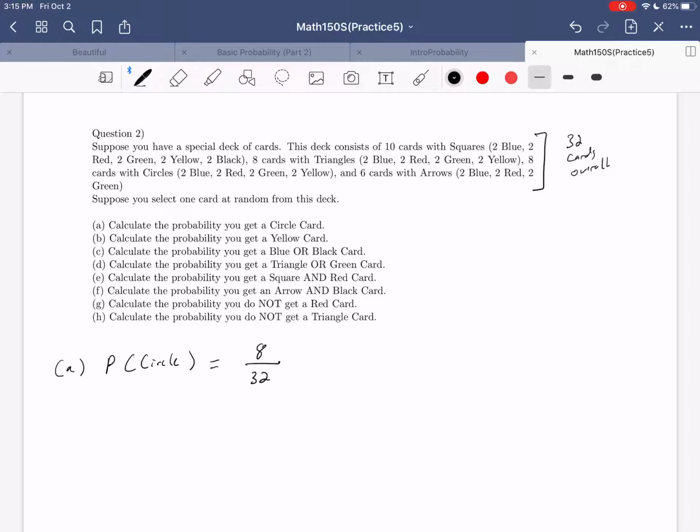Can we simplify that? Can we turn it into a decimal? Can we turn it into a percentage? For sure, we can do all those things, but we don't need to. This, in some ways, is the best format because it shows us what the probability is really calculating. It's saying there's 8 circles out of 32 total cards.